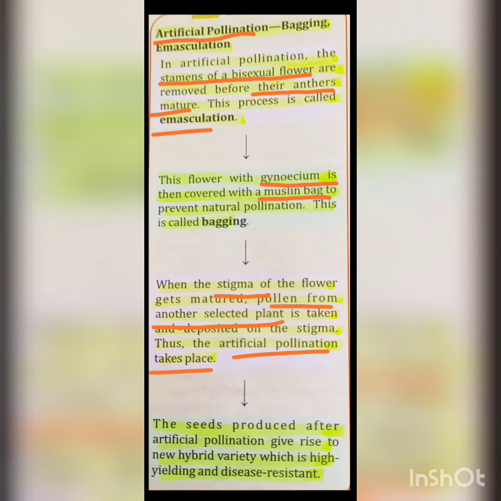The seeds produced after artificial pollination give rise to a new hybrid variety which is high yielding and disease resistant. This process is also called hybridization.